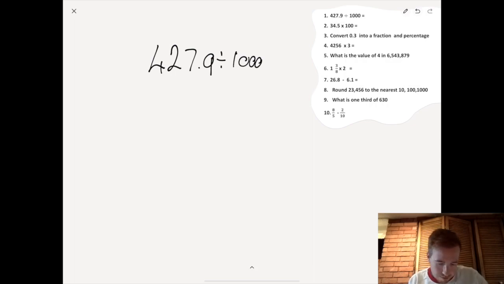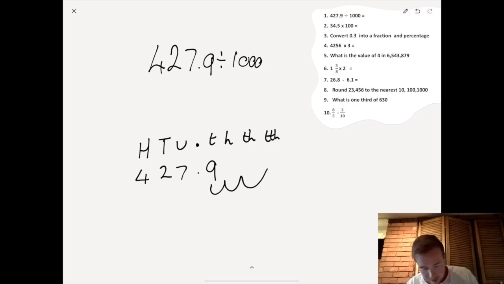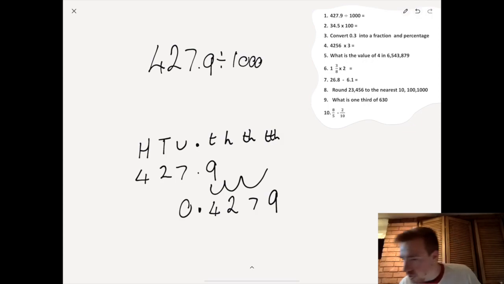So let's get it set out. So you've got hundreds, tens, units, and then you've got tenths, hundredths, thousandths, and then amazingly, really ingeniously, you've got ten-thousandths, and then hundred-thousandths, and so on and so on. Okay, so you've got 427.9. You divide by 1,000, so everything's going to move 3 place value columns to the left. So you've got 1, 2, 3. So you're going to end up with 9, 7, 2. So you're going to end up with 0.4279.